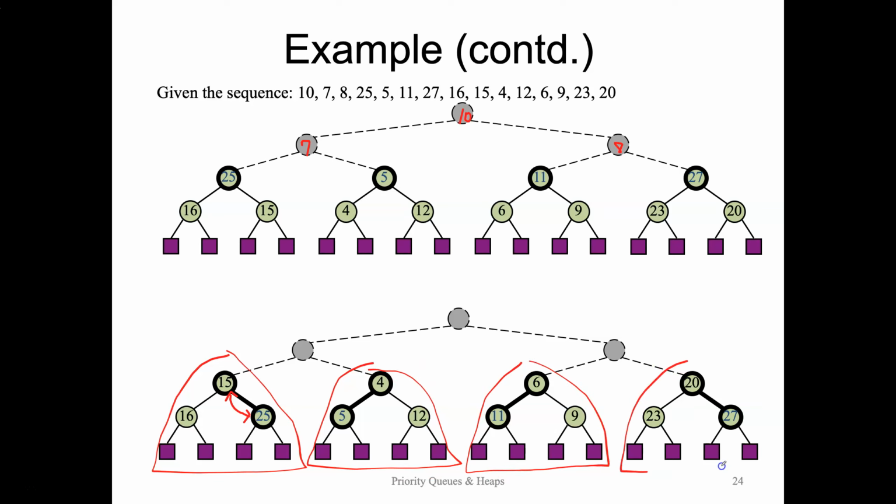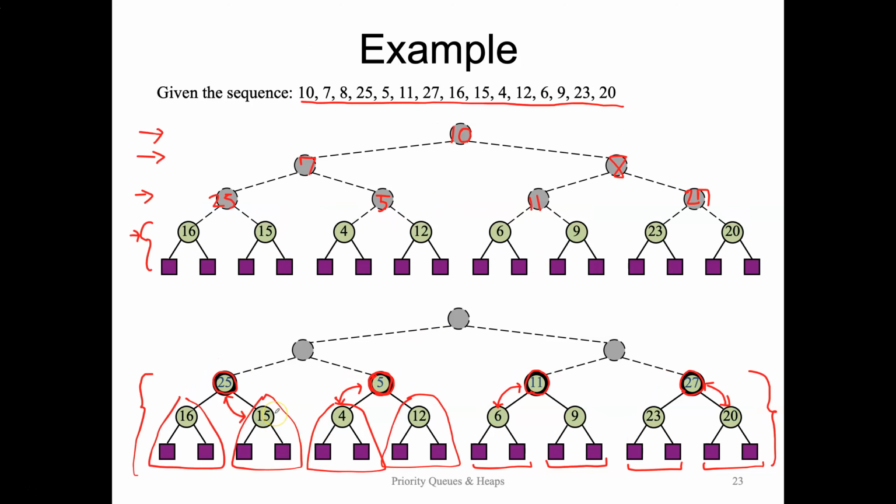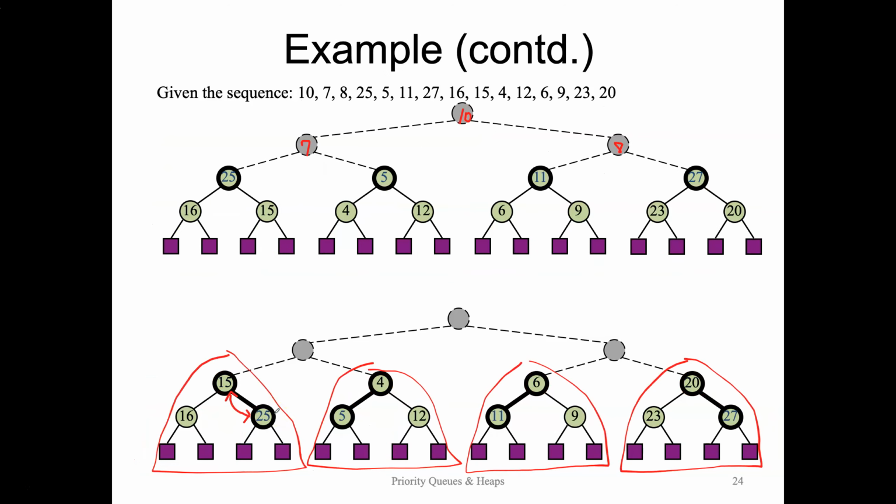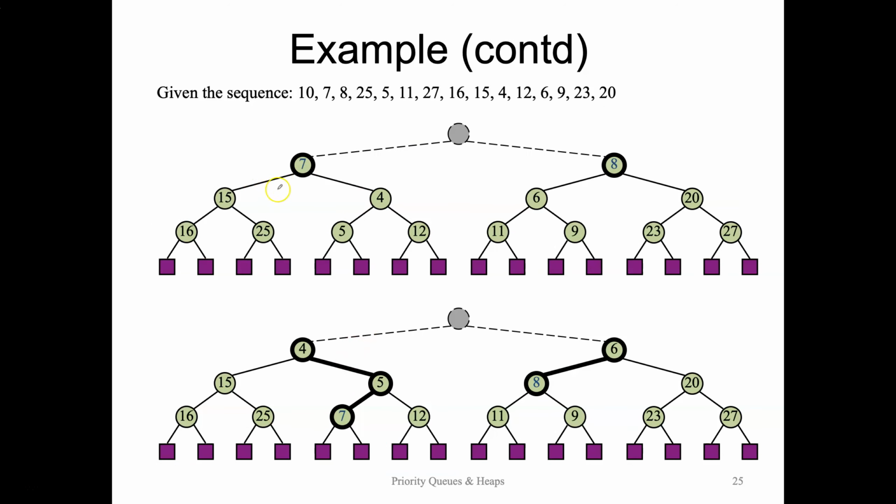So we went from initially having 8 heaps of size 1, to now we have 4 heaps of size 3. Okay, so let's continue.